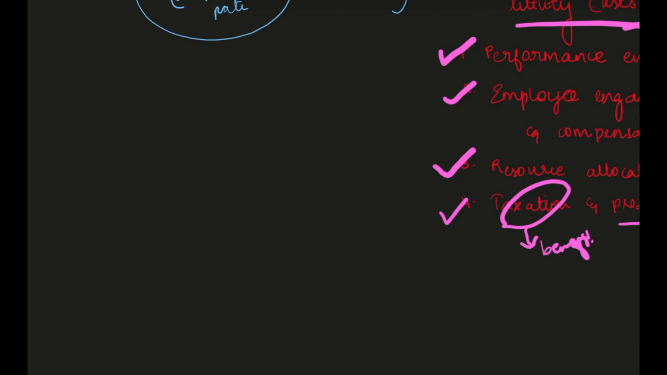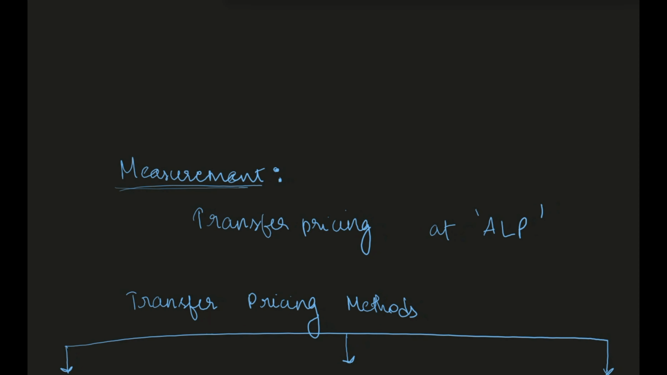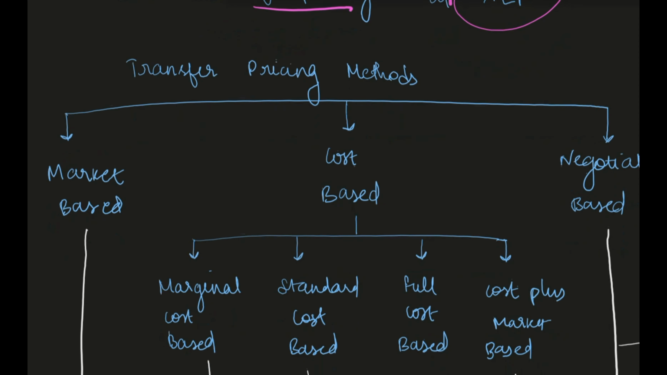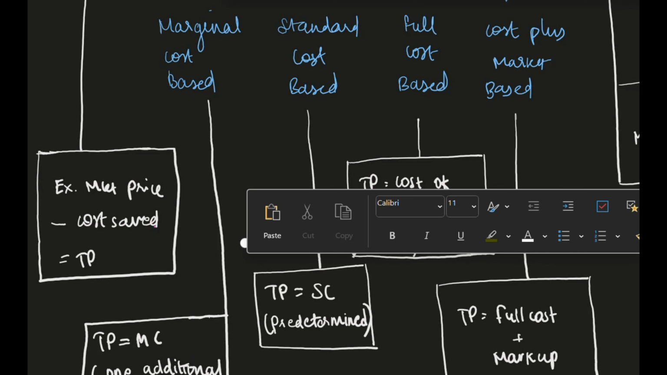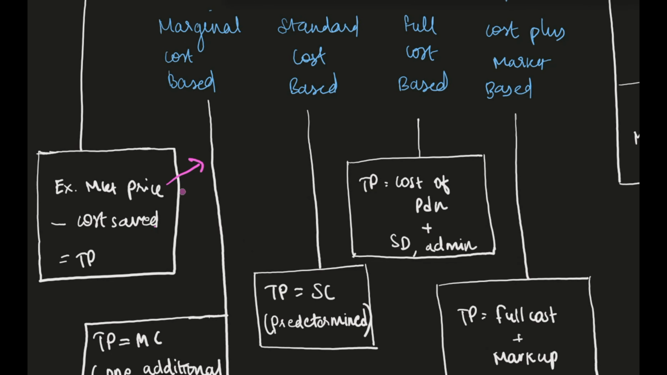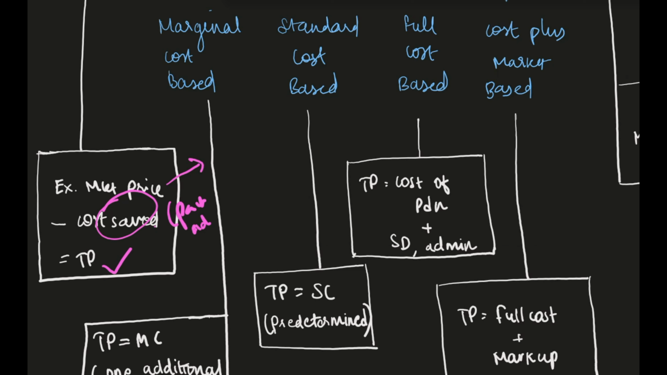Now that we know we have to measure these, how do we measure it and at what price? Transfer pricing has always to be measured at arm's length price. Now what are the methods? There are three main methods. The first one is market based, where we see the external market price, the rate at which we can sell the product externally, minus the cost saved due to selling it internally. It can be packaging or advertisement, all these costs that are saved. That will be the transfer price.